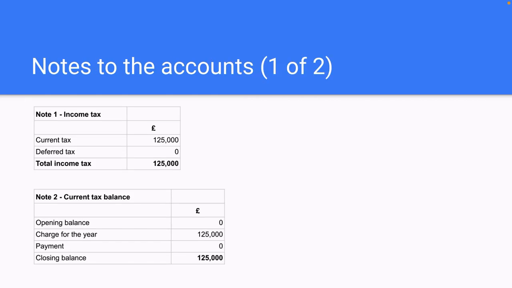Then let's go to the notes to the accounts to see what it looks like. So your first note to the account, note 1. Note 1 says you've got a total income tax expense of 125k. There are 2 components to it: a current tax of 125k and a deferred tax of 0. At a later part of this course, I'm going to explain what the current tax is and what deferred tax is. But for now, it's okay to know that your income tax expense usually has 2 components, current and deferred tax. At a later point, I will explain what these 2 mean.